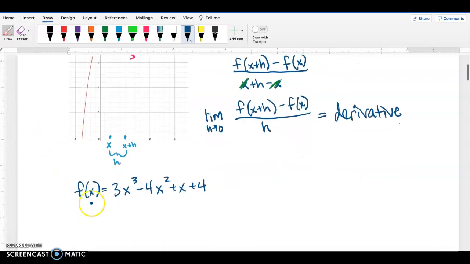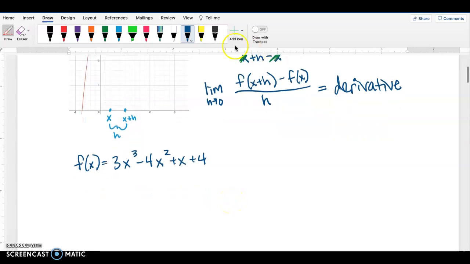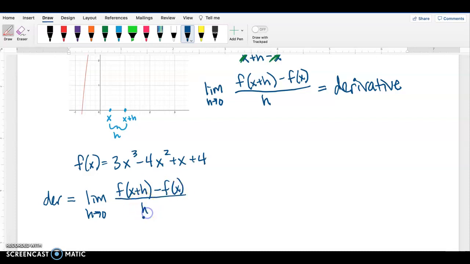So this function that I drew here is this one right here, 3x to the third minus 4x squared plus x plus 4. So let's apply this derivative formula. We are going to find the derivative by doing the limit as h approaches 0 of f of x plus h minus f of x all over h. This is the definition that's going to give me the equation of any tangent line to this particular function.